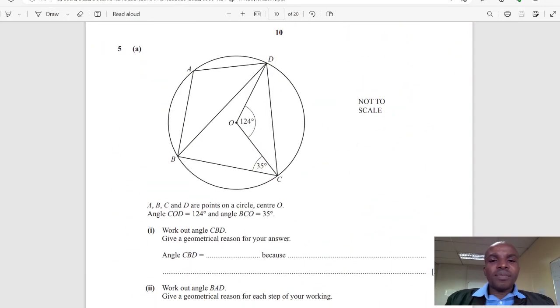Then this one, question number 5 in this question paper. A, B, C, and D are points on a circle, center O. Angle COD is 124 degrees given, and angle BCO is 35 degrees given. Then work out angle CBD. Give a geometrical reason for your answer. Then you want CBD.